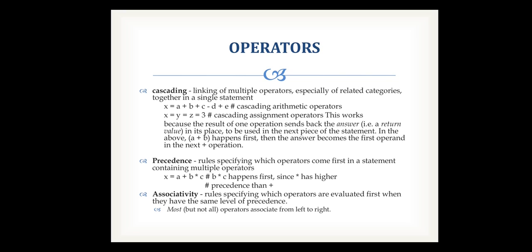Then is precedence, the rule specifying which operator comes first in a statement containing multiple operators. X is equal to a plus b into c. Hash, b into c happens first, since asterisk has higher precedence than plus. Associativity is the rule specifying which operator is evaluated first when they have the same level of precedence. So it is called associativity.